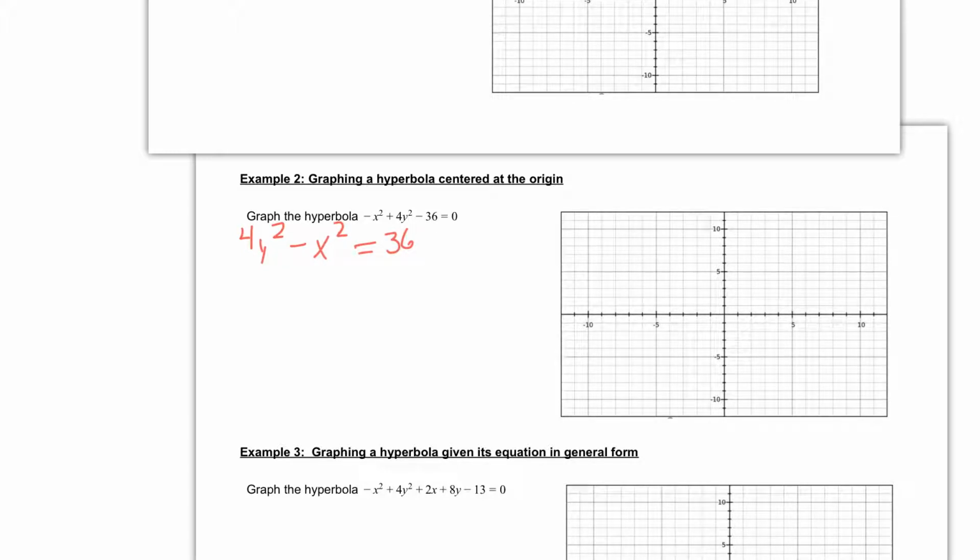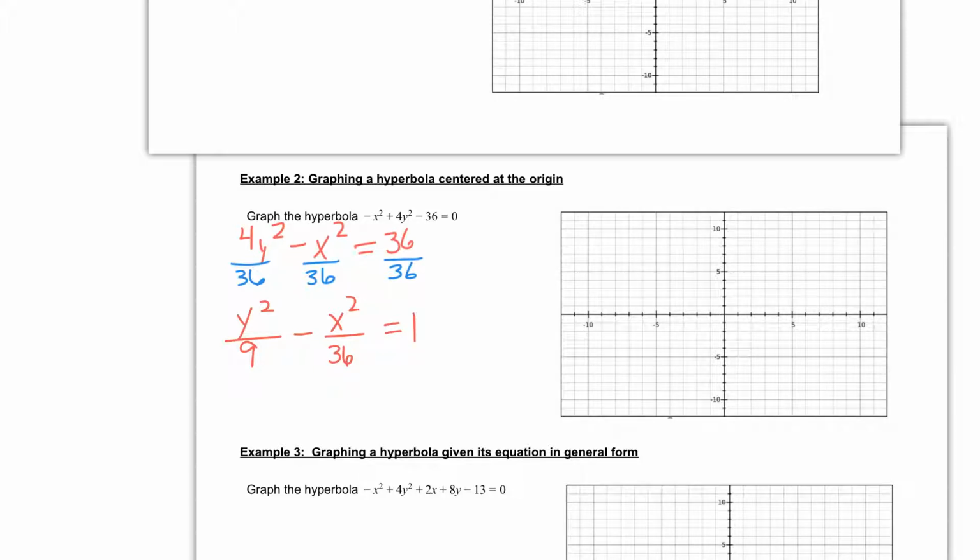Now my difference between my hyperbola and my ellipse is the sign that's in between here. So my ellipse had a plus sign between my x squareds and my y squareds, and my hyperbola will always have a subtraction sign between them. Both, however, are set equal to 1. So in order to get this side 1, I'm going to divide both sides by 36. So I'm going to divide this side by 36, and that means I have to divide everything over here by 36 as well. And after I do that and I simplify, 4 divided by 36 is going to end up being y squared over 9 minus x squared over 36, and that's equal to 1.